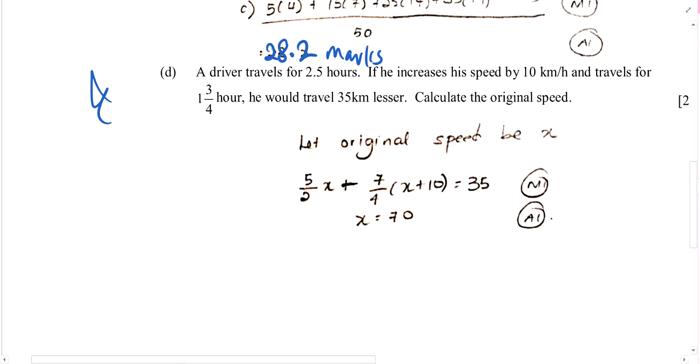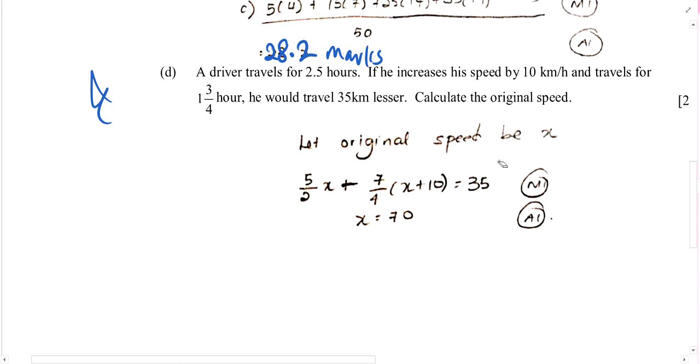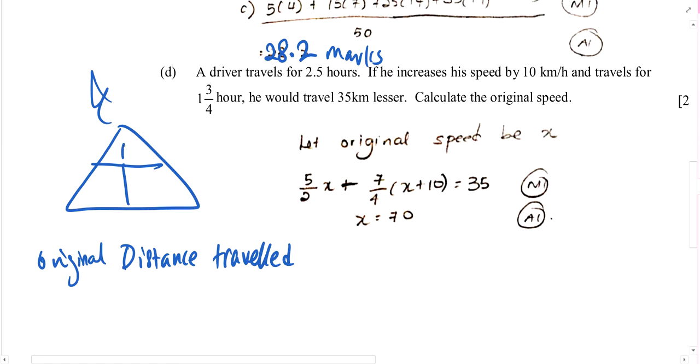So, if you want to have the original speed, might as well let the original speed be X. If the original speed is X, then distance travelled, let's call this the original. Distance over time, you get speed. Distance will be our speed times time. So x times 2.5. Okay, so that's basically 2.5x. So 5 over 2x.